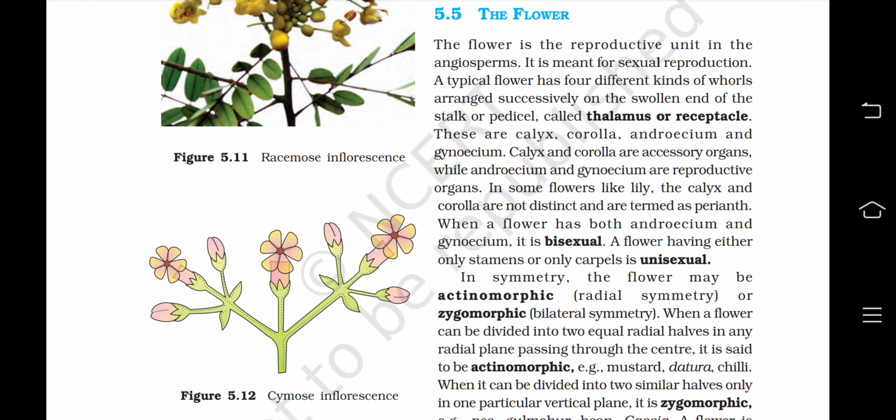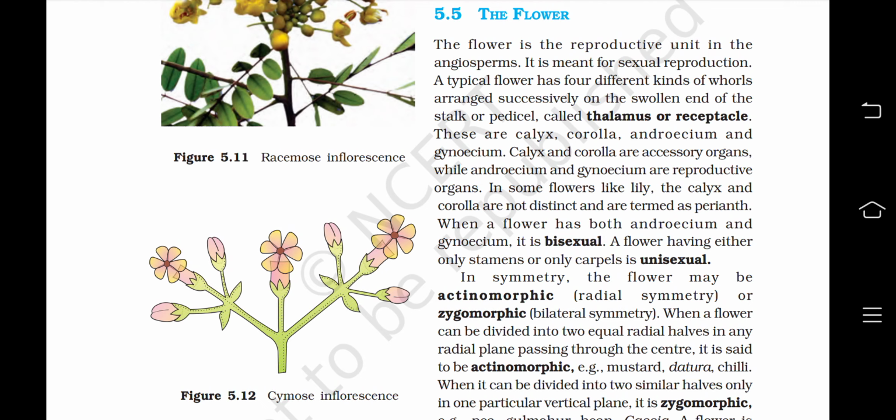In some flowers like lily, the calyx and corolla are not distinct and are termed as perianth. When a flower has both androecium and gynoecium, it is bisexual. A flower having either only stamens or only carpels is unisexual. In symmetry, the flower may be actinomorphic, or radial symmetry, or zygomorphic, bilateral symmetry.